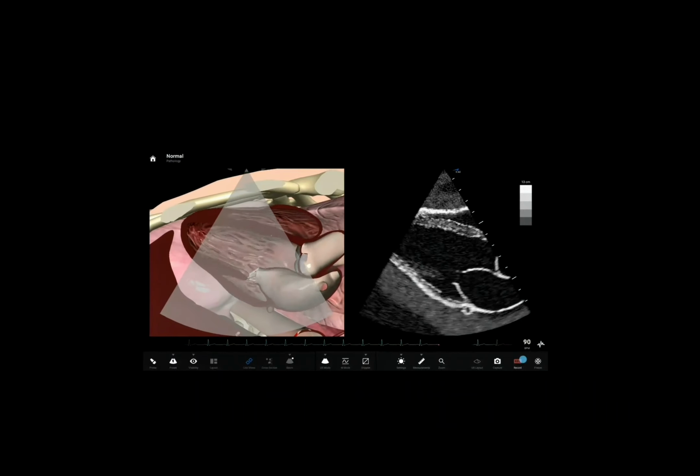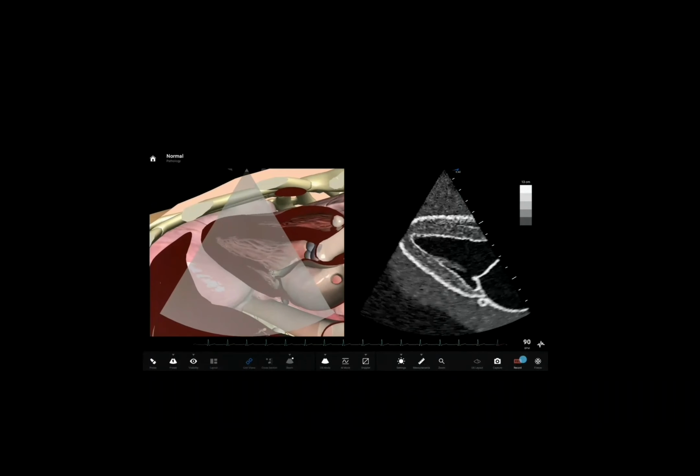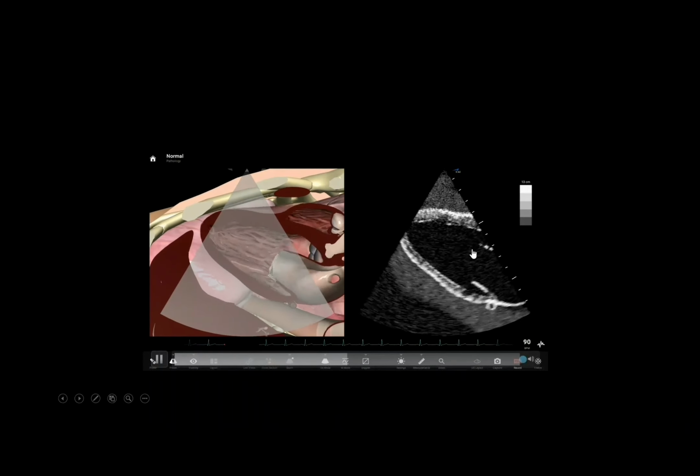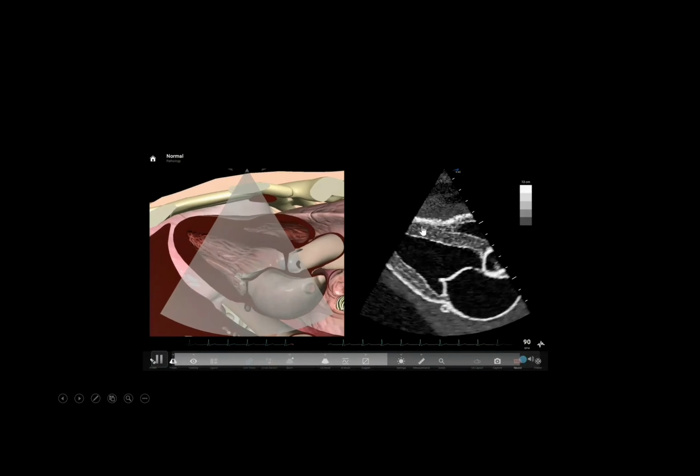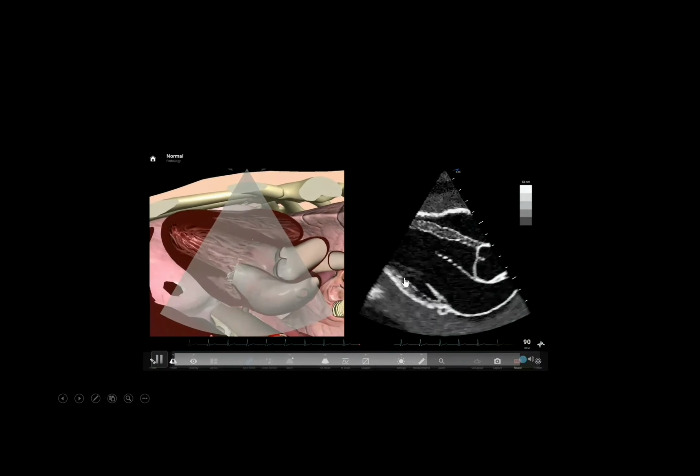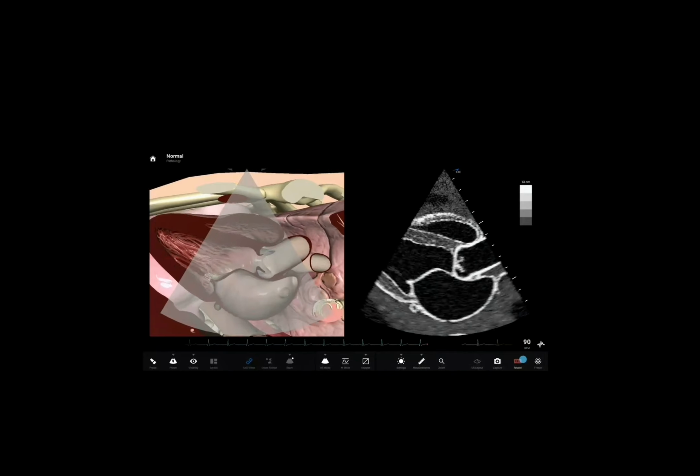Evaluating the apex of the left ventricle, you can look for the contractility, any dilatation, or any apical thrombus.